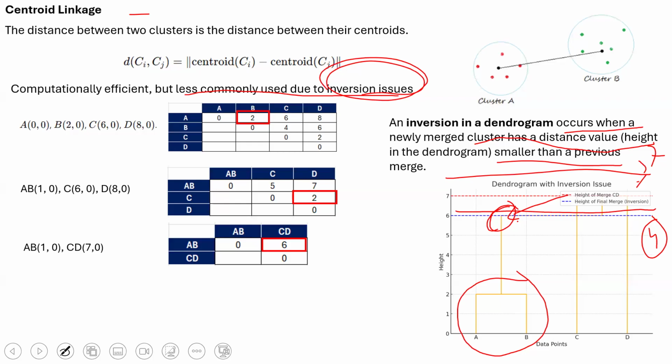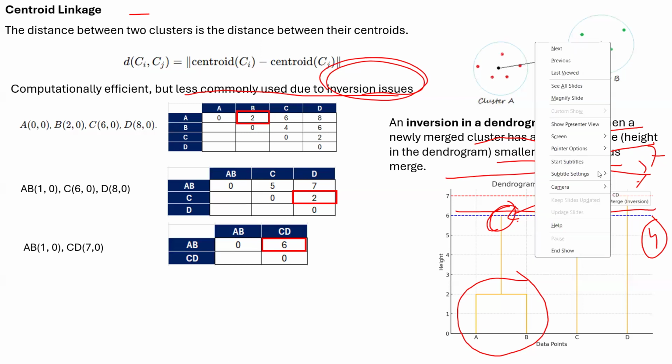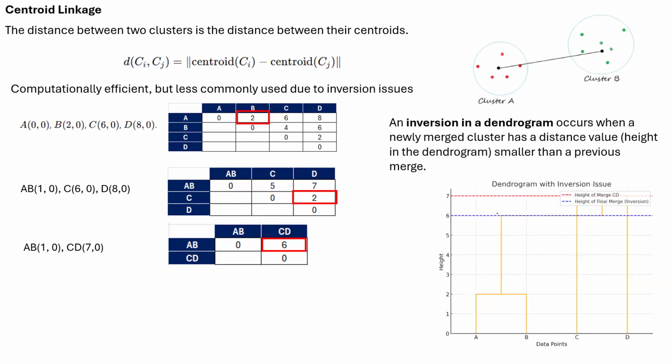That means, sorry, you mean to say, I mean to say this way. So when you cut at 6, this is looking like this: A, B formed at one point, C, D formed the cluster at one point, but they merged here, okay, at low distance. There is an inversion issue.